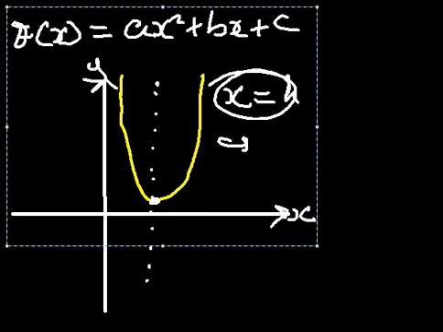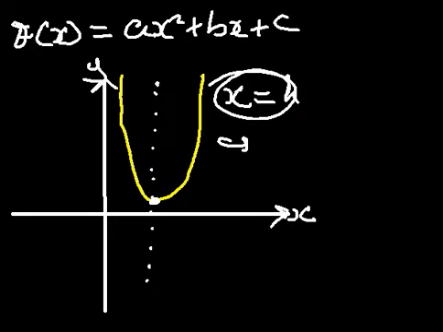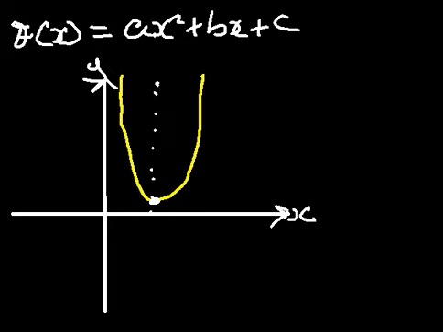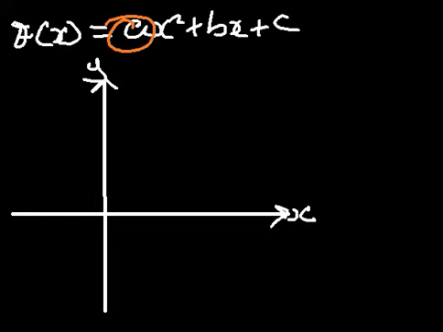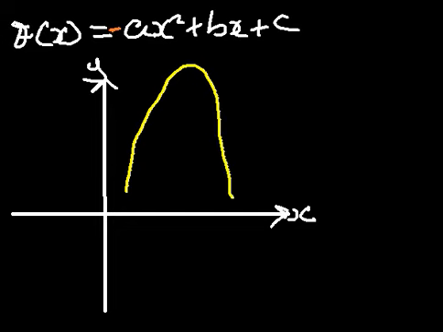What if the graph is concave downwards? Then the principle remains the same. It means the value of a is negative, so the graph will look like this.